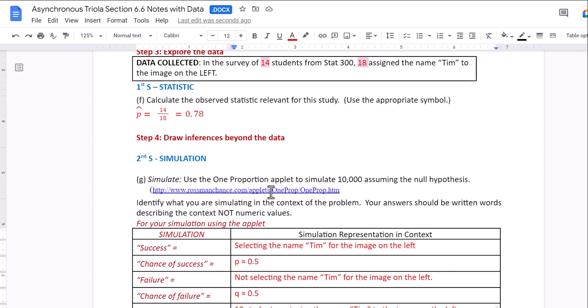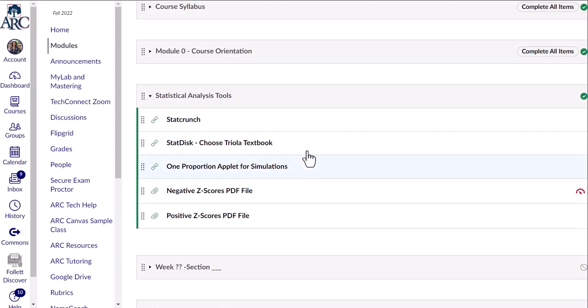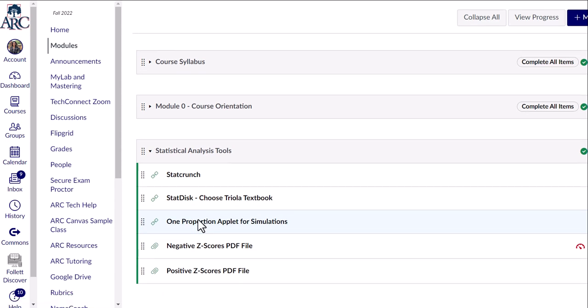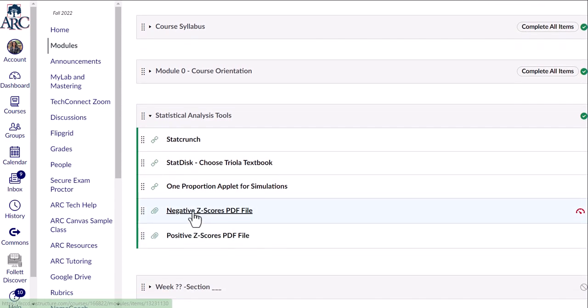So let's go into the one proportion applet and find that out. By the way, before I open it up, I wanted to show you on your course modules, I added a new module, statistical analysis tools. So I put a link to StatCrunch, a link to StatDisk, a link to the applet we're about to use, the one proportion applet. I added the Z-scores PDF file for the negative Z-scores, and I added a positive Z-scores file also, so that you don't have to keep going to your book every time. When you're logged into Canvas, if you're on the modules page, you can always just access your Z-scores right away.